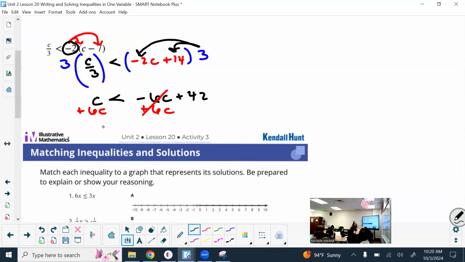Add C plus 6C. I don't need to flip the sign when I add. So I get 7C less than 42. What is the opposite of multiplying by 7? Whatever you do on one side, do on the other. And I didn't multiply or divide by a negative, so don't flip your sign, leave it how it was given. What's 42 divided by 7?